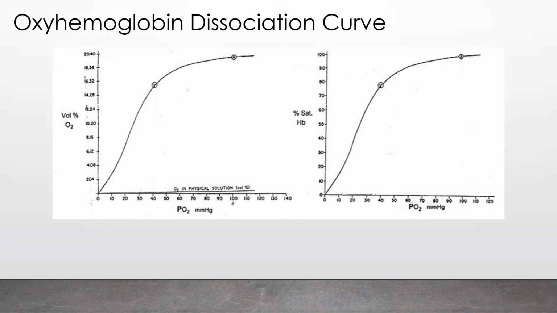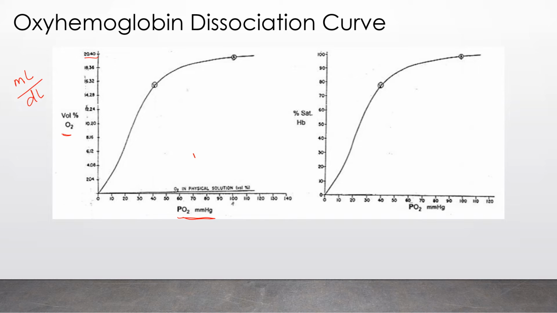This is a graphical representation of how the partial pressures of oxygen can affect how oxygen directly dissolves in the blood and how oxygen binds to hemoglobin. First, on the left graph, the x-axis is the partial pressure of oxygen. On the y-axis, you have volume percent. Volume percent simply means mils per deciliter, so it's looking at a quantity of oxygen. It goes from 0 up to about 20.4 in this example.